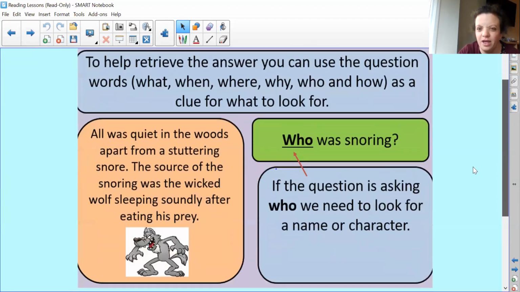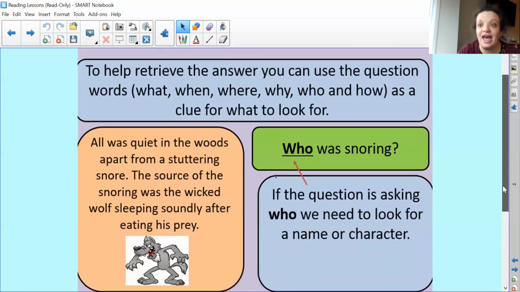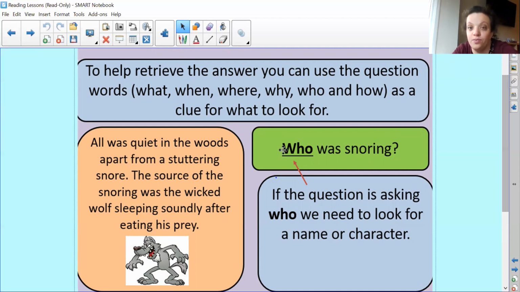Okay, fantastic. So we've got an example retrieval question here. This is a who one. So it's who, that's what we spoke about earlier. We're going to be looking for the name of the character. So pause your screen and have a go at reading the first part of this text for me today. Okay, and now you've unpaused it, let's look at our key question. Let's read it together. Who was snoring? So we know it's a who. So we know that it's a character or a name.